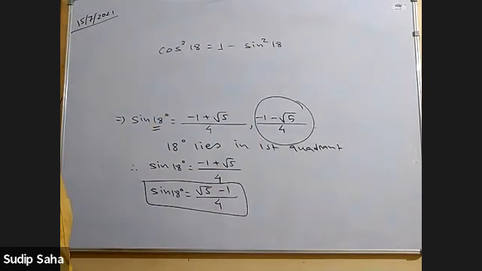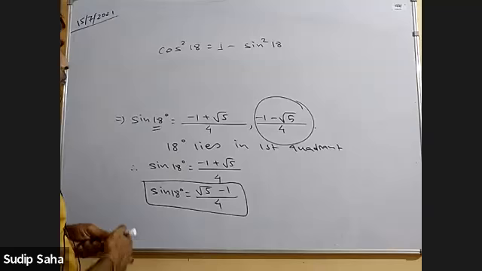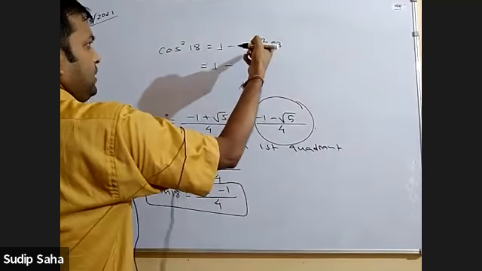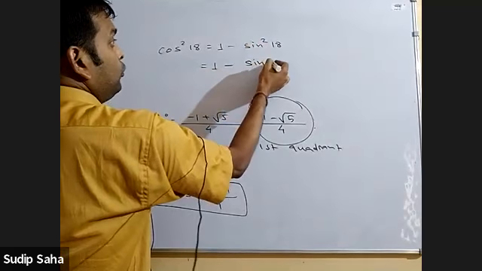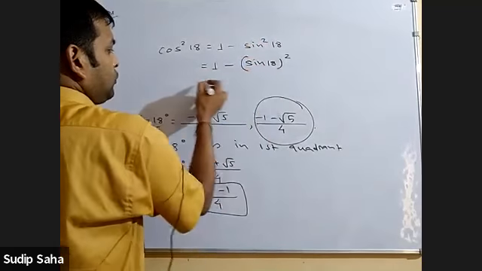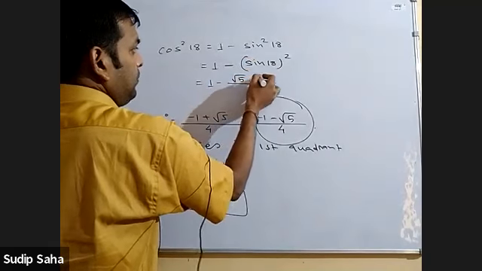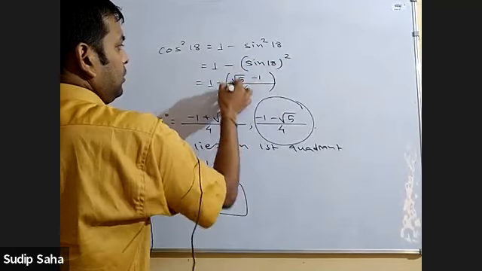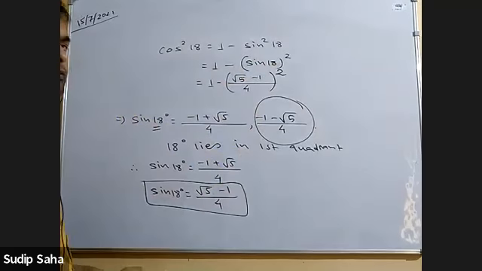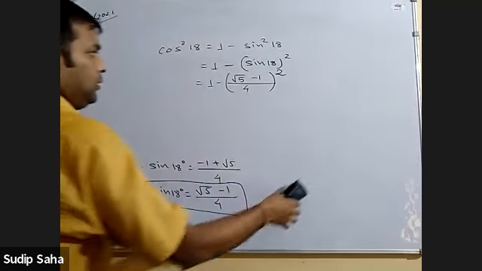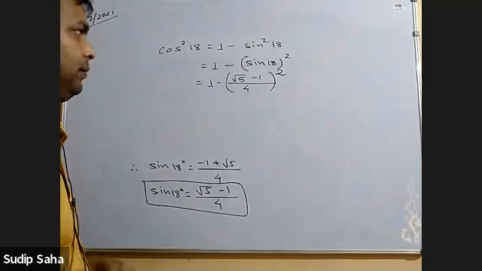Yes, sir. 1 minus sin square 18 means sin 18 whole square. You can write sin 18 whole square. Now look, you have the value of sin 18: (√5 minus 1)/4, whole square. Can I write that? Yes, sir. So now do a little algebra and arithmetic here.